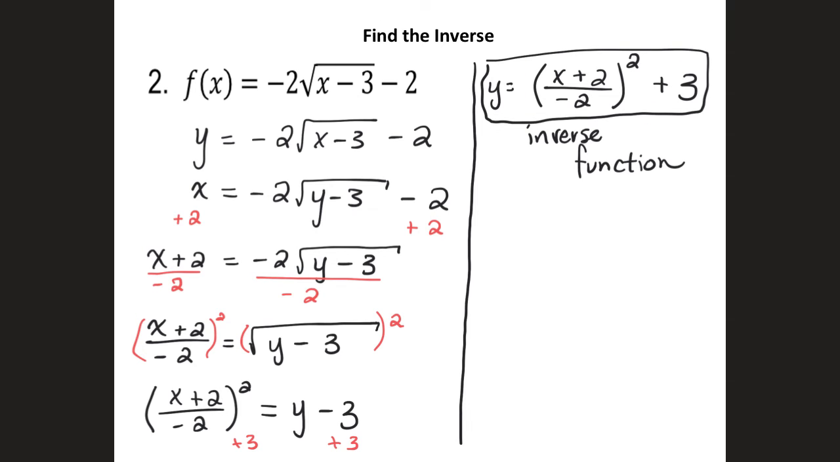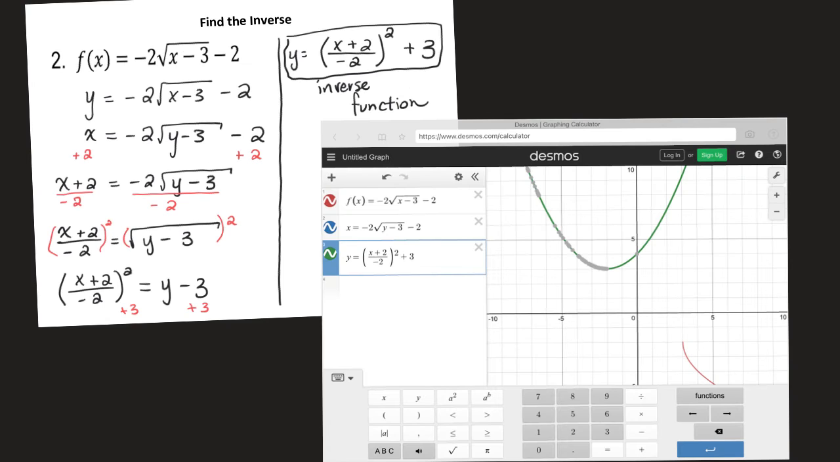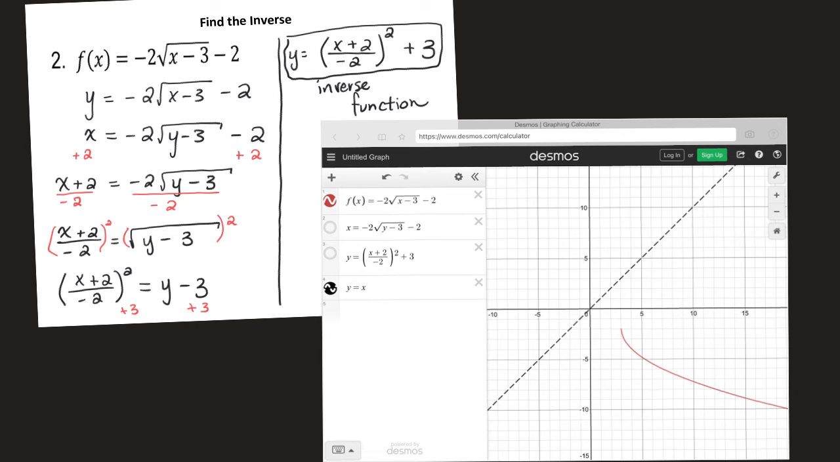I do think it's worth taking a look at the graph of these. Some really interesting things happen when I graph the inverse function, the original function, and the inverse equation. So I'm going to show you that. Okay, first, I have graphed the original function. It's this negative square root function. So it looks like the square root function, but it has been reflected over the x-axis, vertically stretched, and shifted. So this is my negative square root function.